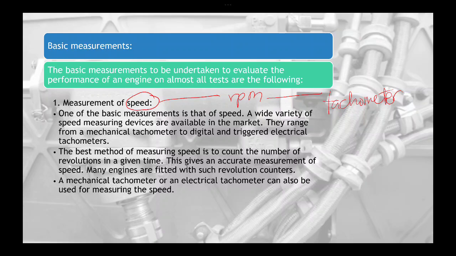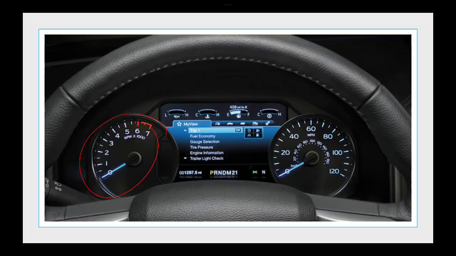Okay, tachometer. So again, RPM just literally means revolutions per minute. You do have a mechanical tachometer and an electrical tachometer, and that is used to measure speed, basically. So this is your tachometer or speedometer in a vehicle. Once you have an RPM here, that's the speed of rotation in your engine.